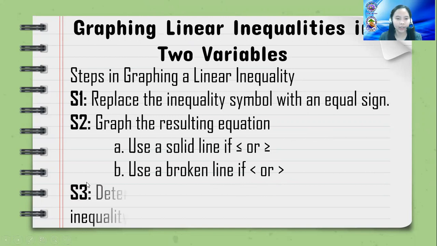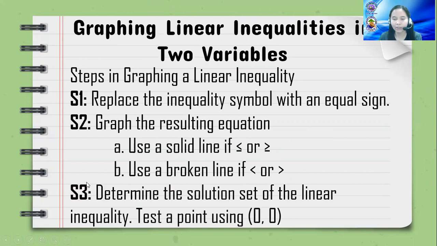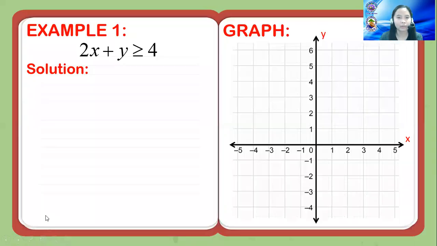Okay? And then for step 3, you will determine the solution set of the linear inequality by substituting the values of x and y coordinates with 0 and 0. You may also use any ordered pairs, but it is easier if you use the testing point 0, 0. Now let's have the examples and we will apply the following steps.